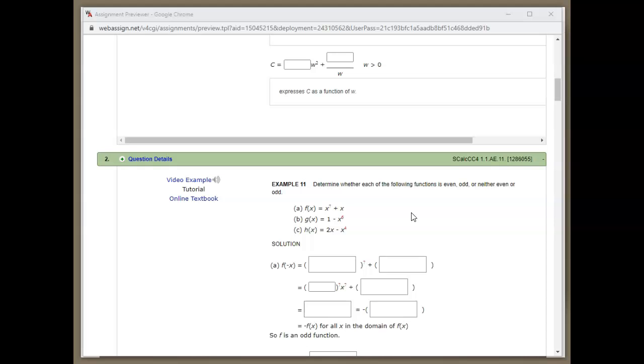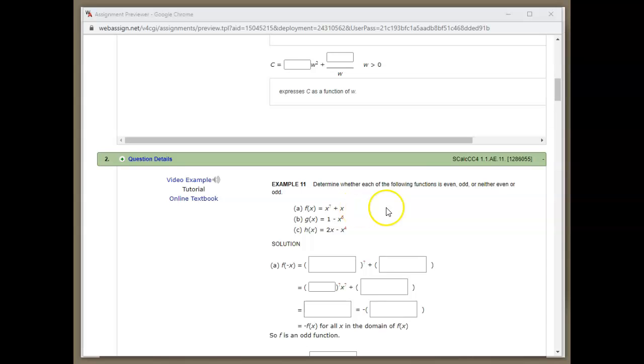On the next one here, they're trying to determine whether there are even, odd, or neither functions. And here, the video examples will explain to you what even, odd, or neither are. But what I need you to be able to do for the test is determine these by the powers of the exponents.